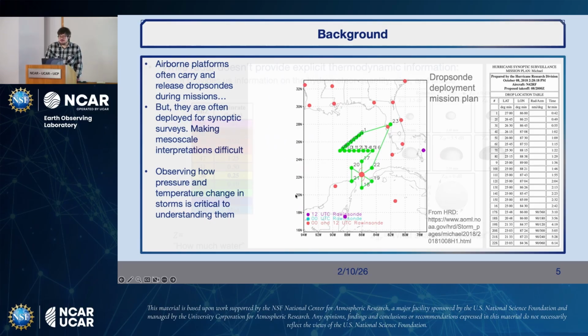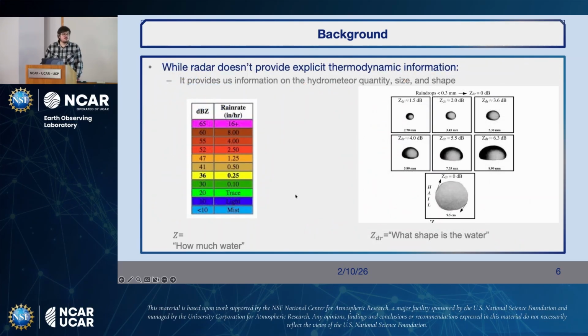So what can we do with radar that allows us to take a peek into the thermodynamics? Radar does not give us thermodynamic information explicitly. It gives us information about hydrometeors, the size and shape. Most people here know that, but I want to make sure everybody follows along.